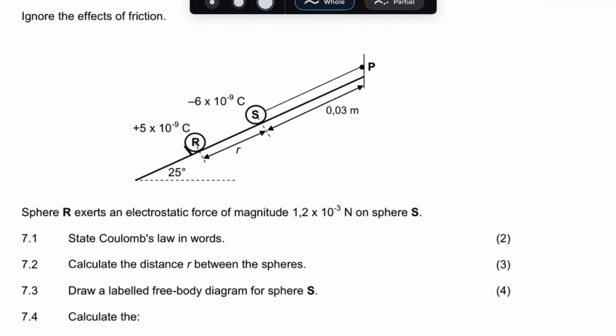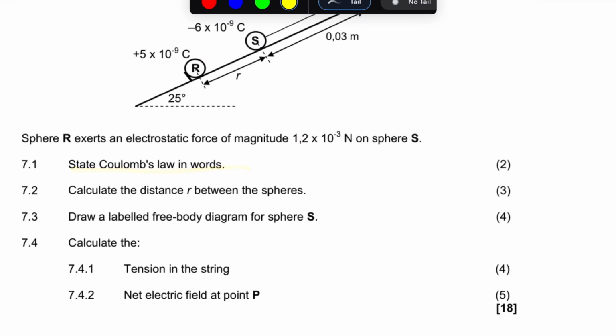It says spheres R and S exert an electrostatic force of magnitude 1.2 times 10 to the power negative 3 newtons on sphere S. So these two, they're exerting a force on each other. That force, as we are told here, R is exerting a force on this one, but S is exerting the same force on this one. This is Newton's third law, but in opposite direction. State Coulomb's law, we leave that, stick to the exam guidelines.